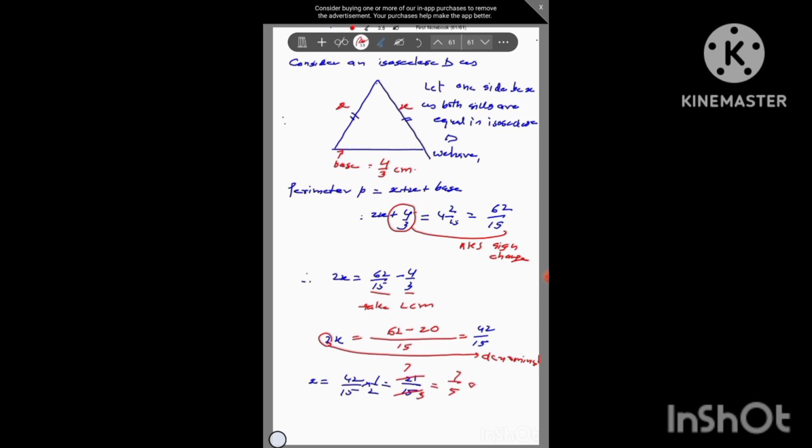Very simple. Okay, if you practice it, these examples are very simple, there is no problem at all. Okay, do not forget units. That is very important: centimeters, meters, etc.